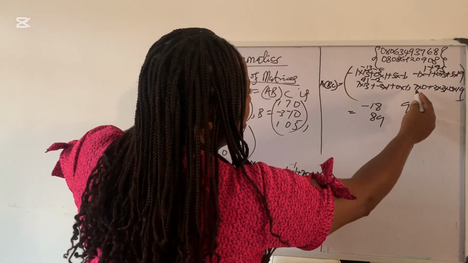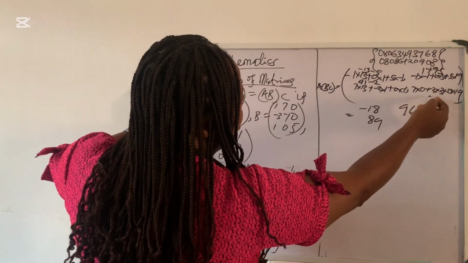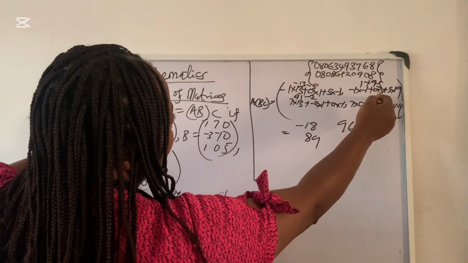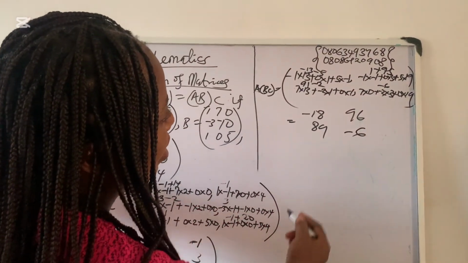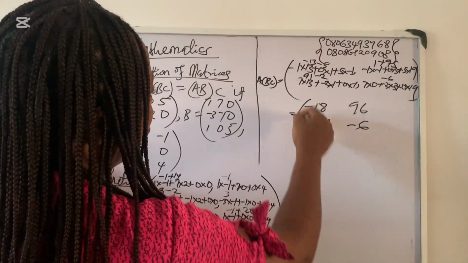Then coming down, 7 times 0 is 0. Minus 2 times 3 is minus 6. So our answer here is minus 6. I hope we're on track.